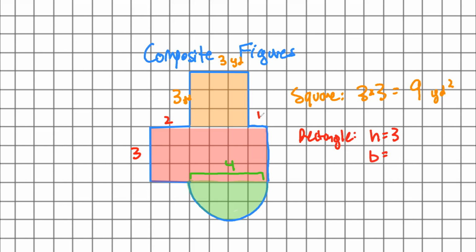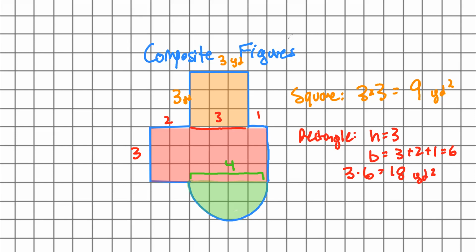And I'm not given my entire base. I'm given 2 offshoots of 2 and 1, and then there's this bit right here. Well, I do know what the length of this bit is because I know that it's 3, right? That's a square right up there. So I've got 3 plus 2 plus 1. That's going to give me 6. So my rectangle's area is going to be 3 times 6, and that gives me 18 square yards.